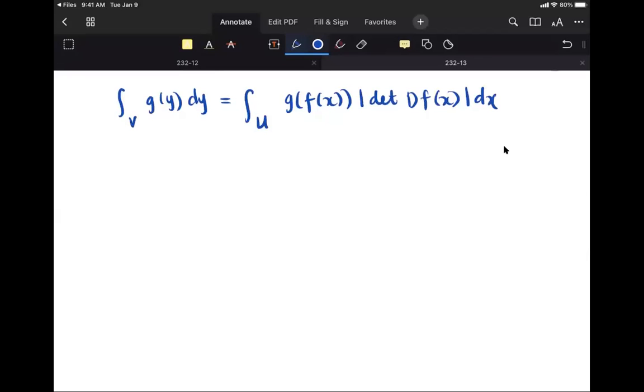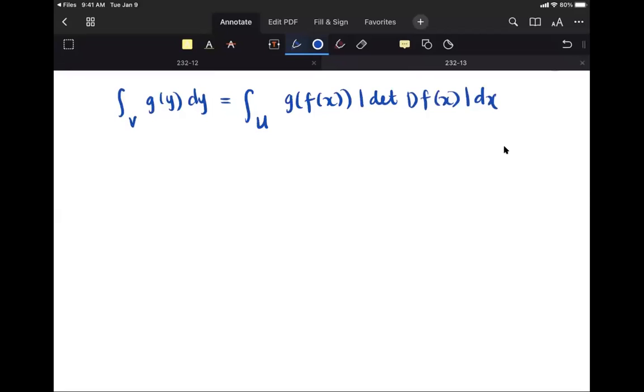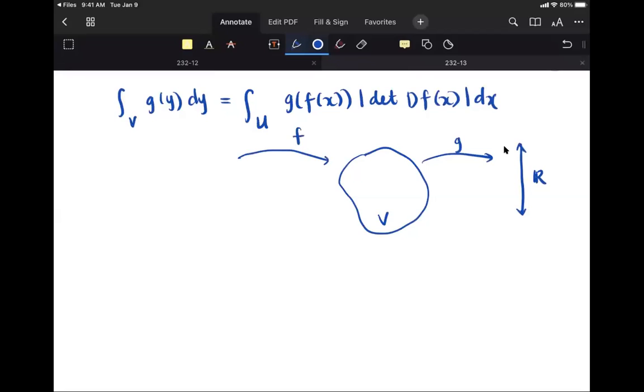So let us recall the transformation or the change of variables formula. Suppose I have a map G from V to R, defined on some V, and an F that is a C1 diffeomorphism from the set U.